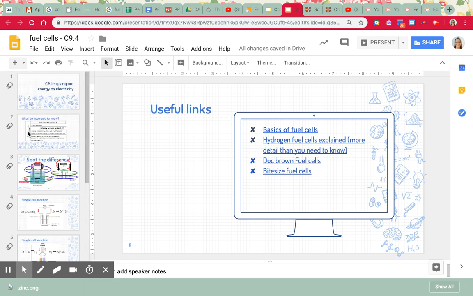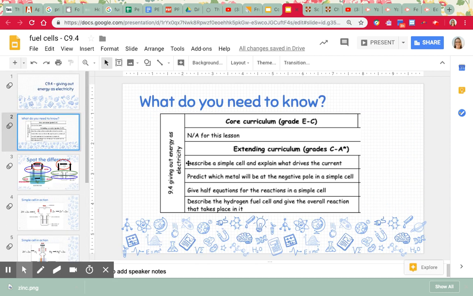That's it. That's all you need to know. Hopefully by now you should be able to describe a simple cell. You should be able to describe what drives the current. You should be able to predict the negative poles. Just look for the most reactive metal. You should be able to give half equations, and you should be able to just describe what happens in a hydrogen fuel cell. That's it for now.